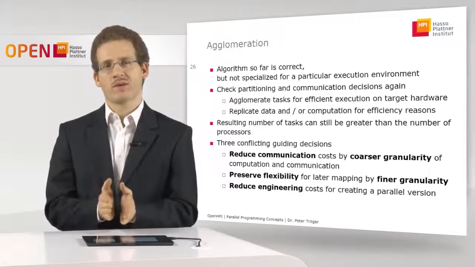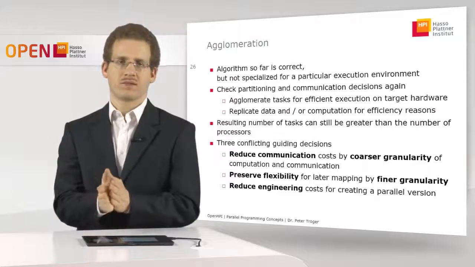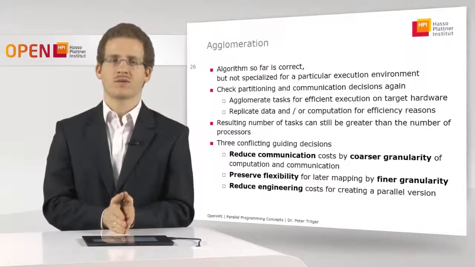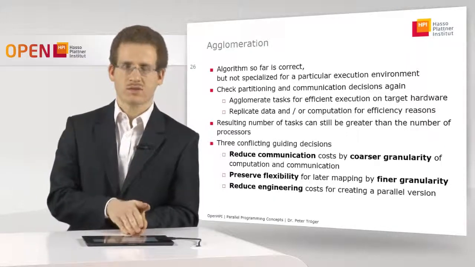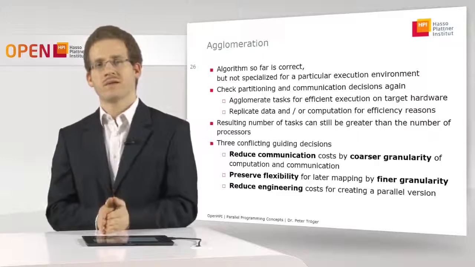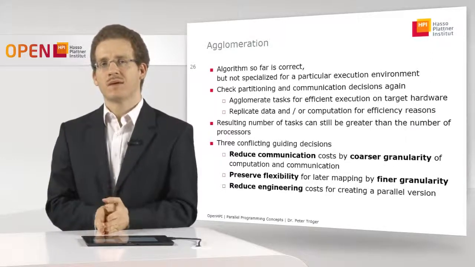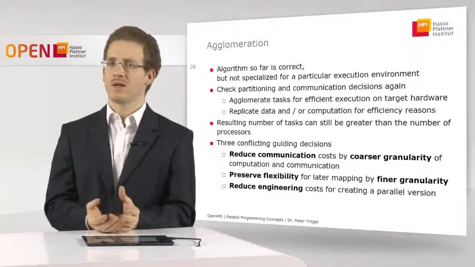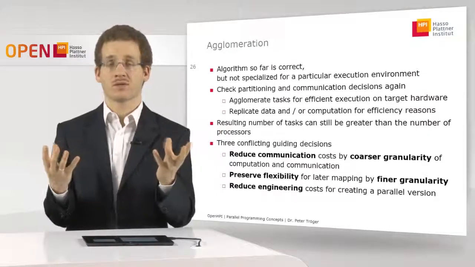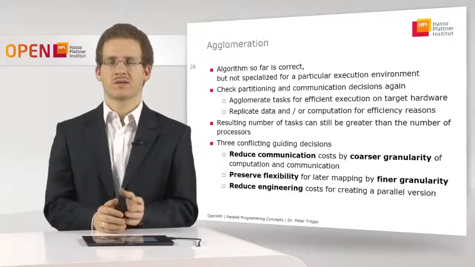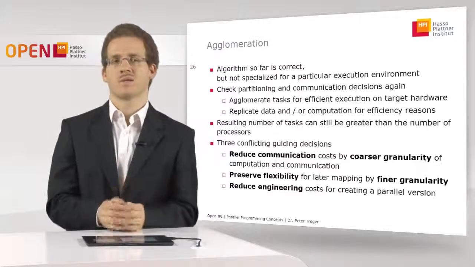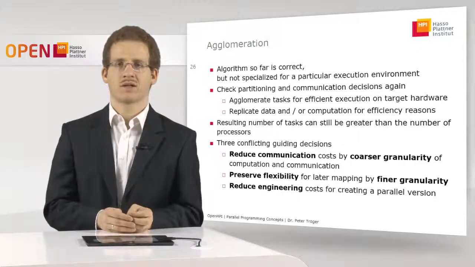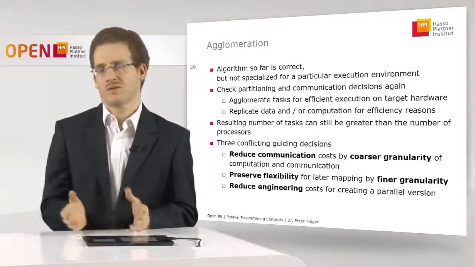The problem with the agglomeration step is that you have conflicting design decisions or conflicting guiding decisions. On the one hand, you want to have coarser granularity in order to reduce communication. On the other hand, you still want to have several parallel activities to be able to have a flexible mapping later. If you only have two big chunks of task groups, and you want to put them on the execution environment, you have no real choices anymore. So this is a balancing act. And the third conflicting guiding decision is that you don't have endless time.